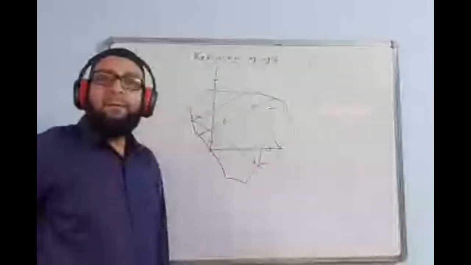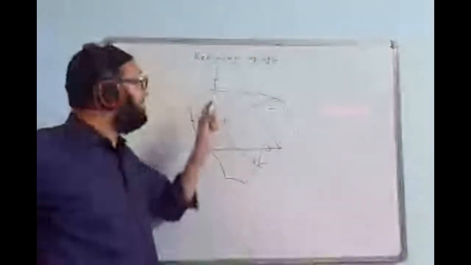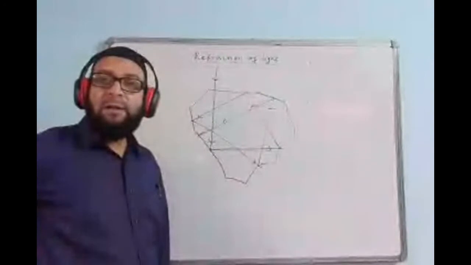Name the phenomenon of light responsible for the sparkling of diamond. The answer is again TIR, total internal reflection. All these phenomena which I mentioned are due to total internal reflection of light. Understood? What is mirage?